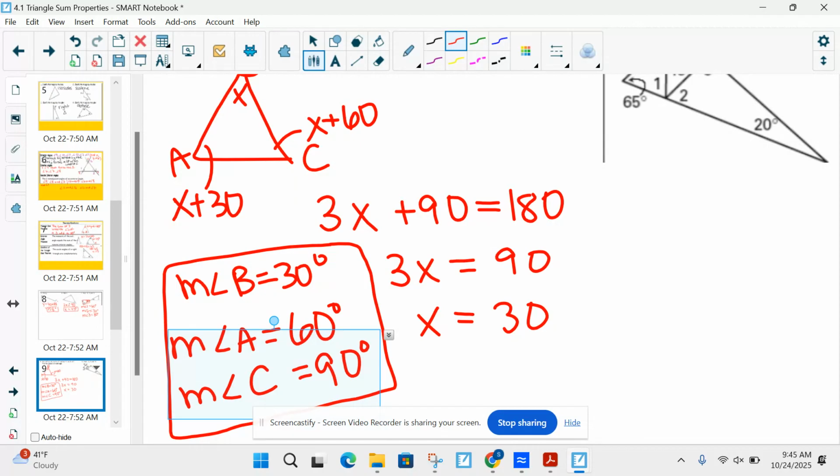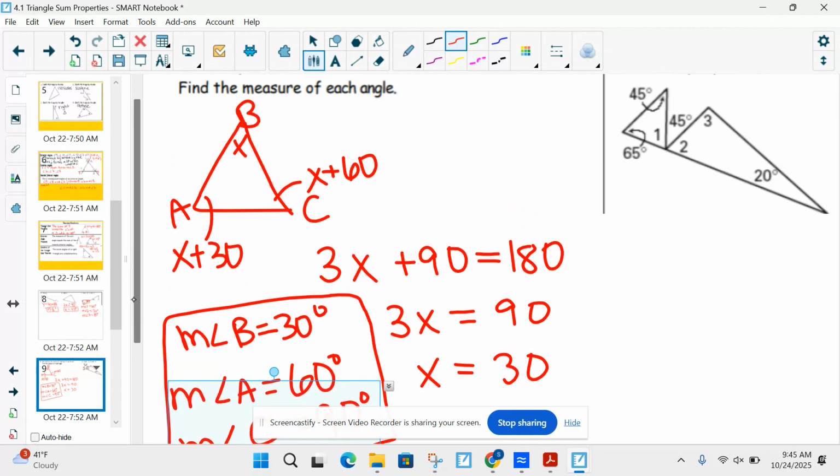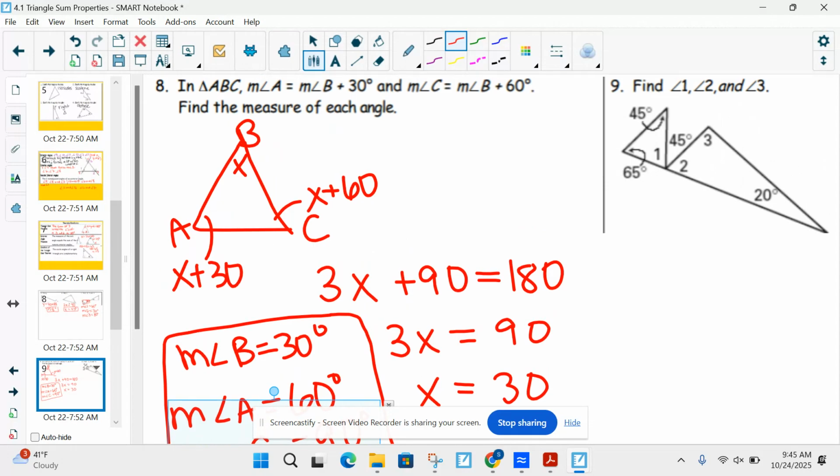Grayson? How would B be less than A? Oh, wait, never mind. I see it now. I read it wrong. Oh my god. Gavin? You ruin everything. Okay.